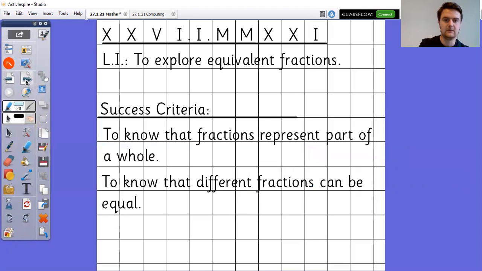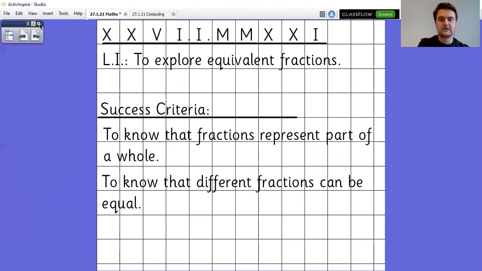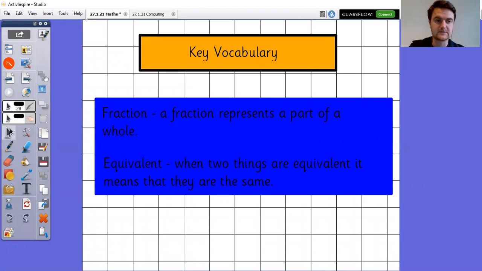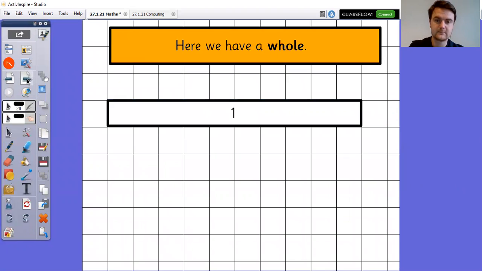So let's have a look through. We're looking at exploring equivalent fractions again. So I will put in the same resources that I put in yesterday with the fraction walls because they can be really, really beneficial as a way of seeing it quite visually. So a fraction represents a part of a whole, and equivalent is when two things are the same. And let's remind ourselves really quickly of how that can look.